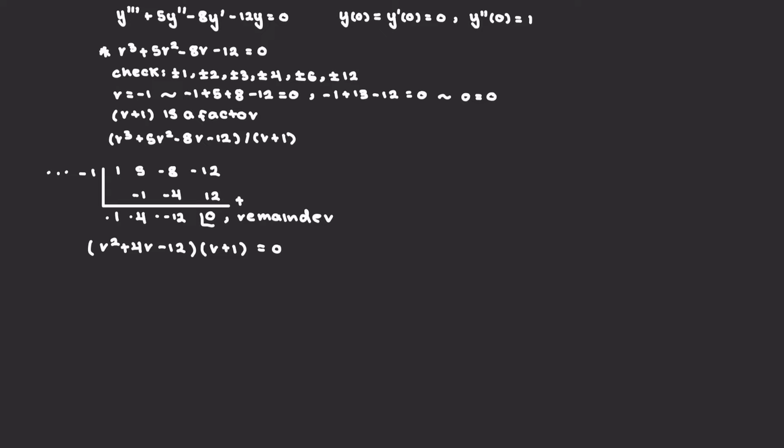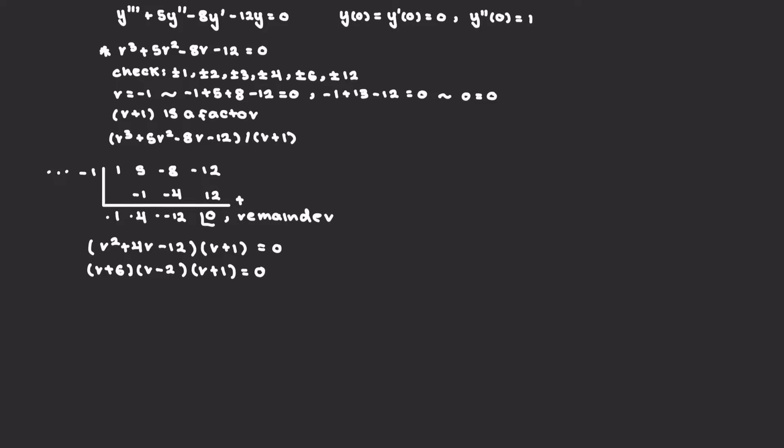And then, what are we going to do next? We're going to try and factorize our characteristic polynomial with the highest order of 2 here, our squared characteristic polynomial. And to do that, we know that r squared plus 4r minus 12 equals 0 is just r plus 6, r minus 2. So let's just write that down for the sake of time. r plus 1, r plus 6, r minus 2, and everything here is equal to 0.